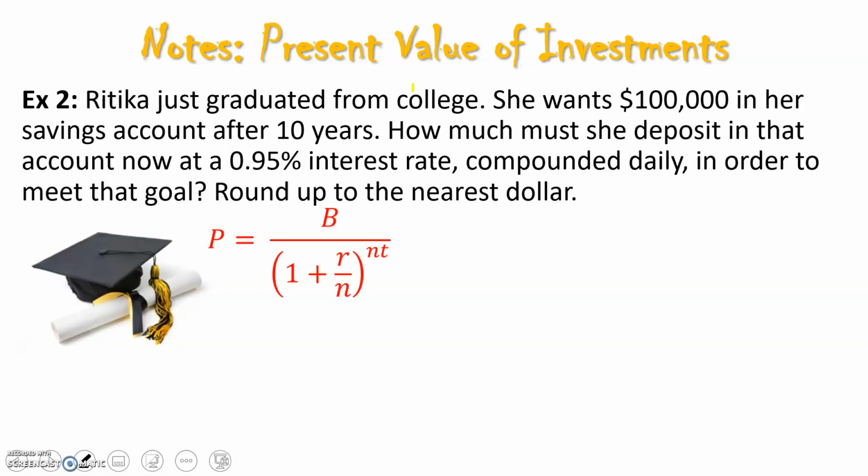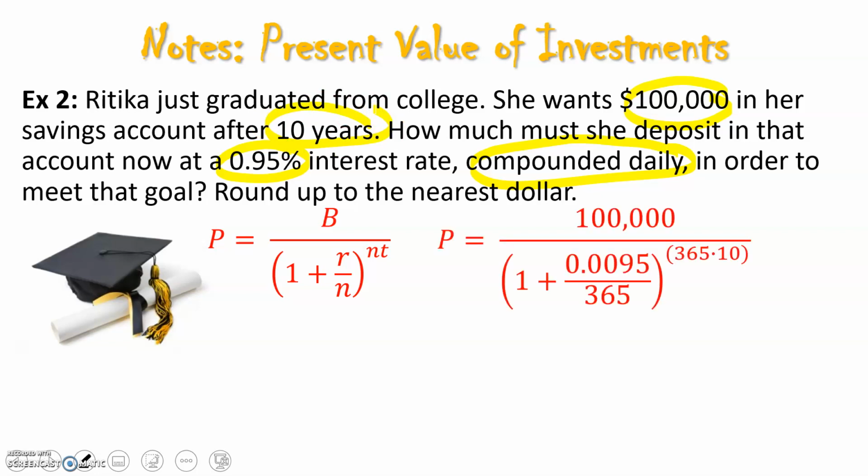So we have our same formula. P is equal to B over 1 plus R over N to the power of NT. And we're going to take note that the balance that she wants in her account is $100,000, that the interest rate is 0.95%, that this account will be compounded daily, and that she will have it in there for 10 years. We will take this information and plug it into the formula.